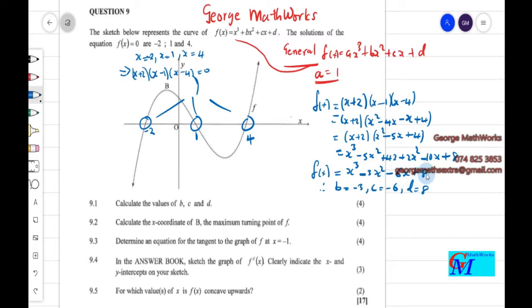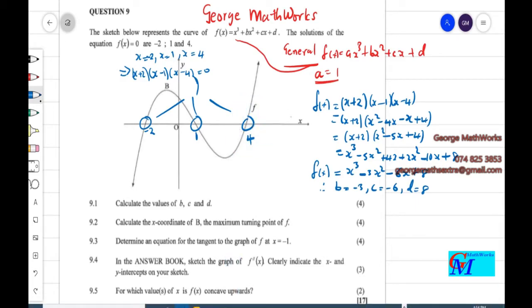Now, at this point, what we need is to sketch this graph to see exactly if we sketch this graph, does it cut the x-axis at x equals minus 2, x equals 1, and x equals 4.